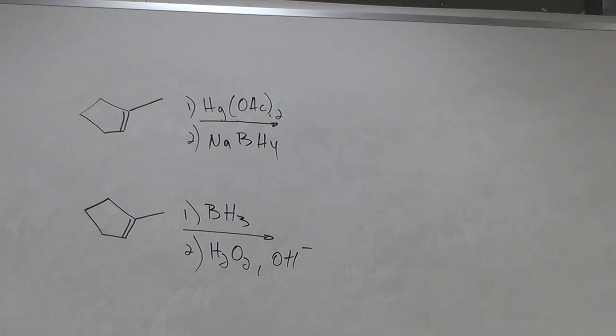The first step and the two means the second step. The first step, the one on the top, is called oxymercuration. The second step is called hydroboration. Oxymercuration, and the second step, demercuration, which is called reduction nowadays, because the guy that wrote the book philosophically likes that better.